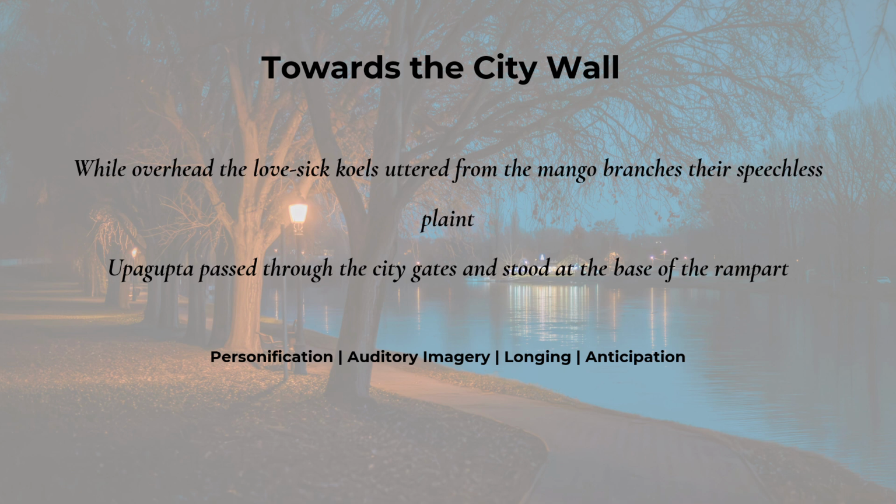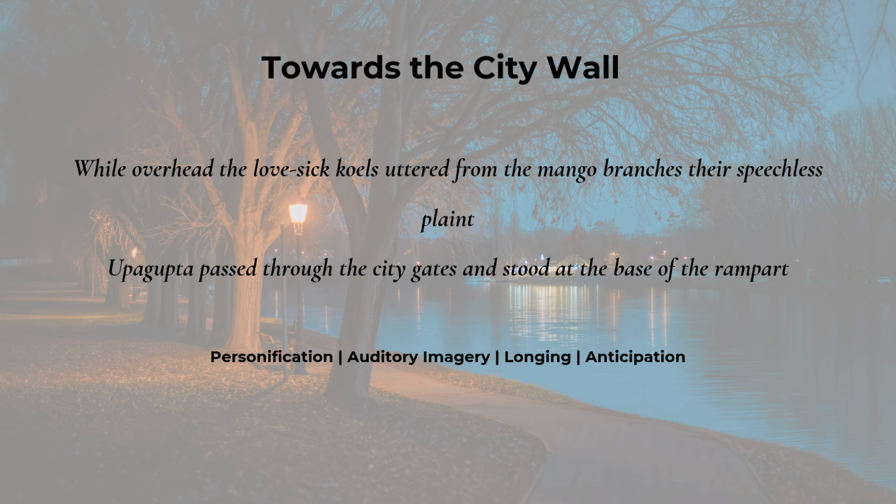So, an exam-ready interpretation would be: the poet uses personification and auditory imagery to present the koels as love-stricken creatures expressing sorrowful longing. Their cries in the spring atmosphere symbolize deep emotional yearning and add a melancholic undertone to the beautiful natural setting.